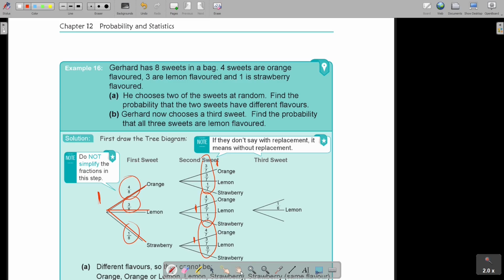And then if we come to the question, if they take a lemon, and a lemon again. There were 3, so now there's 2 out of 7. That was 3 out of 8, then 2 out of 7, and then 1 out of 6. So the denominators become 1 less, and because it's a lemon every time, the numerators also become 1 less.